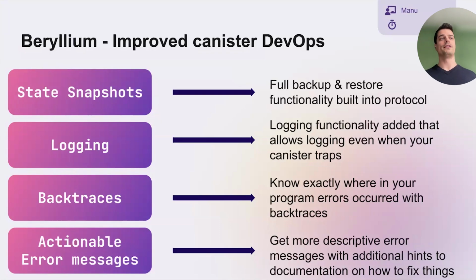Backtraces were also added. So now when your canister runs into an error, you get a backtrace, so you know exactly what call tree, what state your program is in when it reaches a certain error, which will go a long way in debugging and fixing the issue. And we made error messages more actionable. We gave them better descriptions, better hints, and links to documentation. Again, trying to help developers build correct and reliable software on ICP.